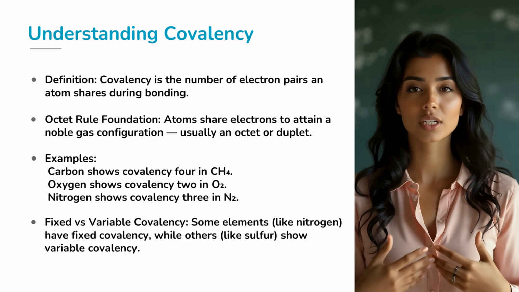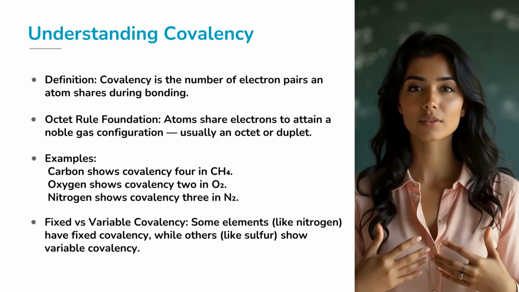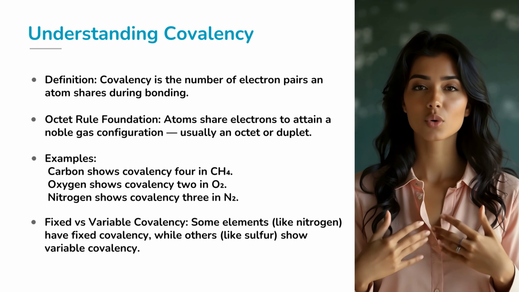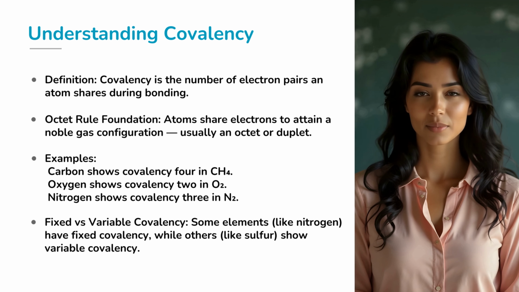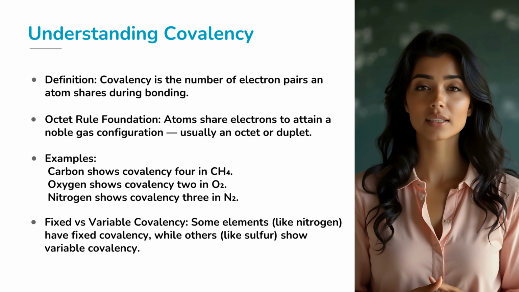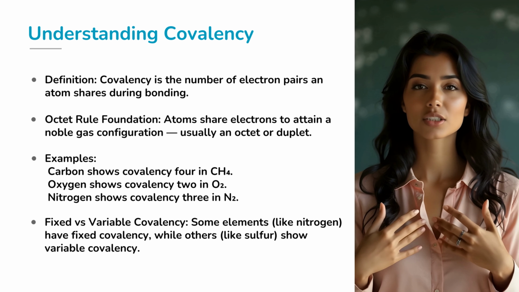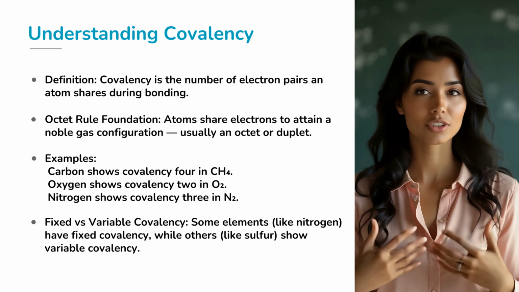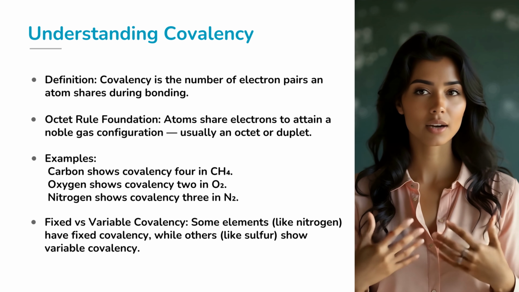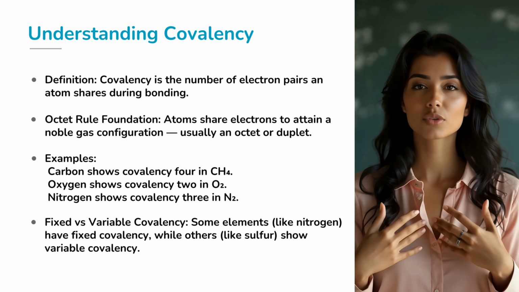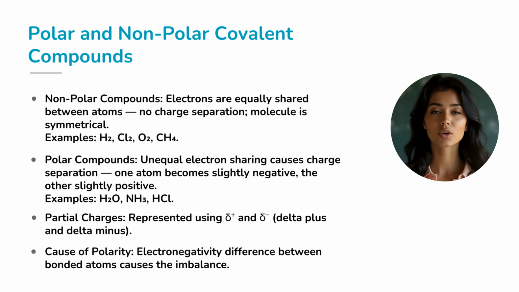Some atoms show variable covalency. Sulfur, for instance, can show 2, 4, or 6 depending on the compound. But most elements like hydrogen, oxygen, nitrogen, and carbon have fixed covalency in stable molecules. You'll often see these numbers reflected in electron dot structures where each shared pair is drawn as a line or pair of dots. Not all covalent bonds are the same, some are nonpolar and others are polar.